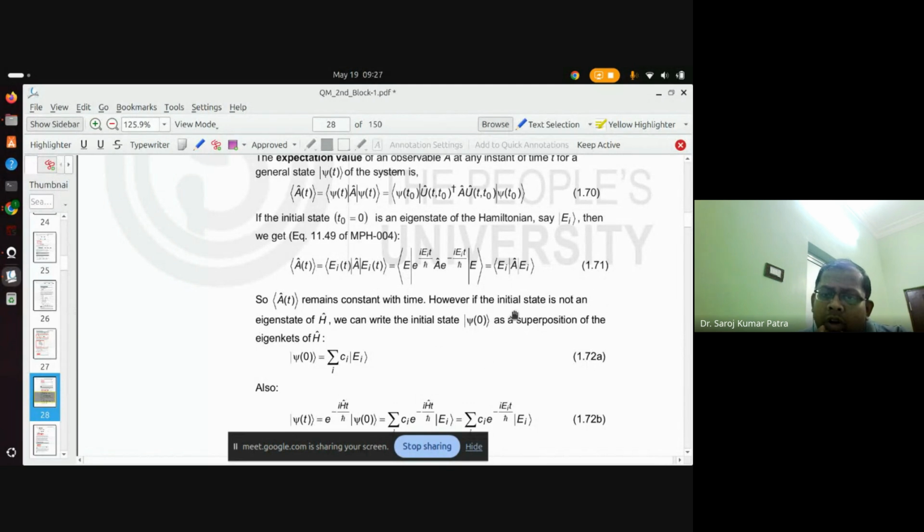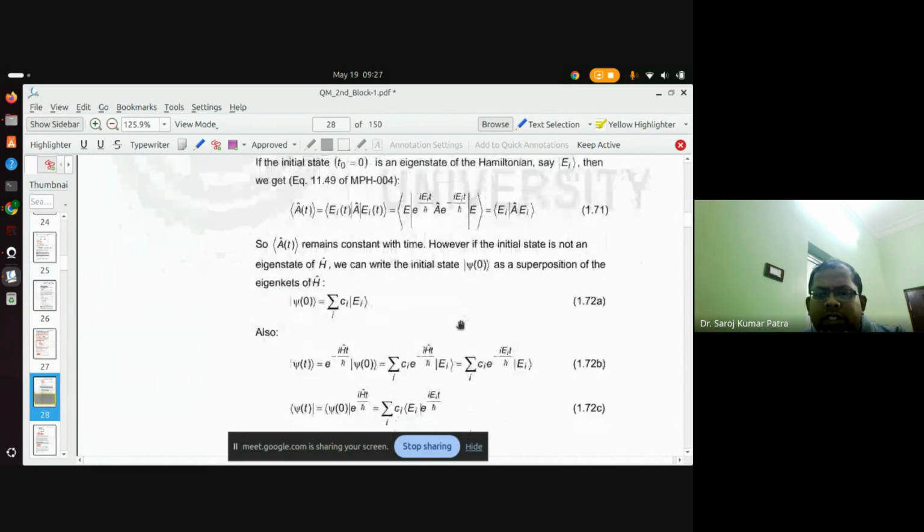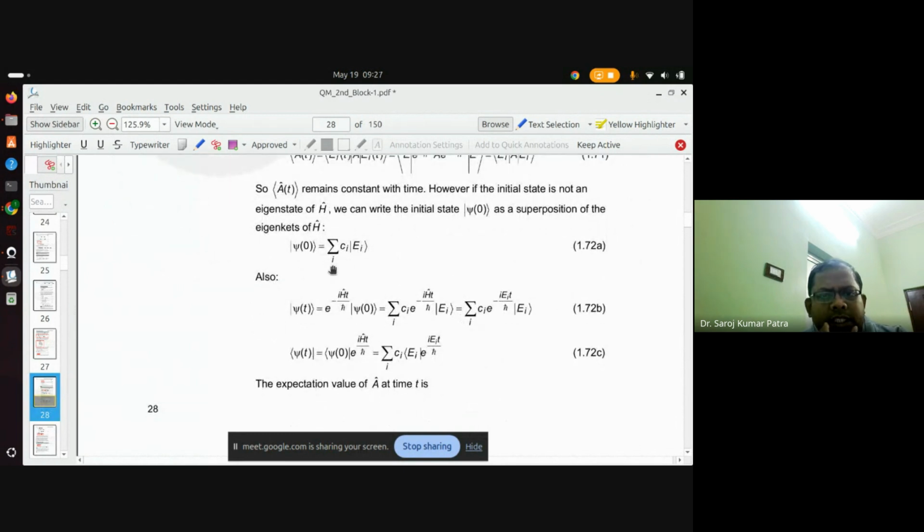But if it is not an eigenstate, then we know that we can express it in terms of a linear combination of all eigenstates. If psi 0 is not an eigenstate, then it can be expressed as a superposition of eigenstates of the Hamiltonian. This is very much clear, right? And if that is so, instead of psi 0, we will write this formula: summation over i of ci |ei>. So that we will substitute here.